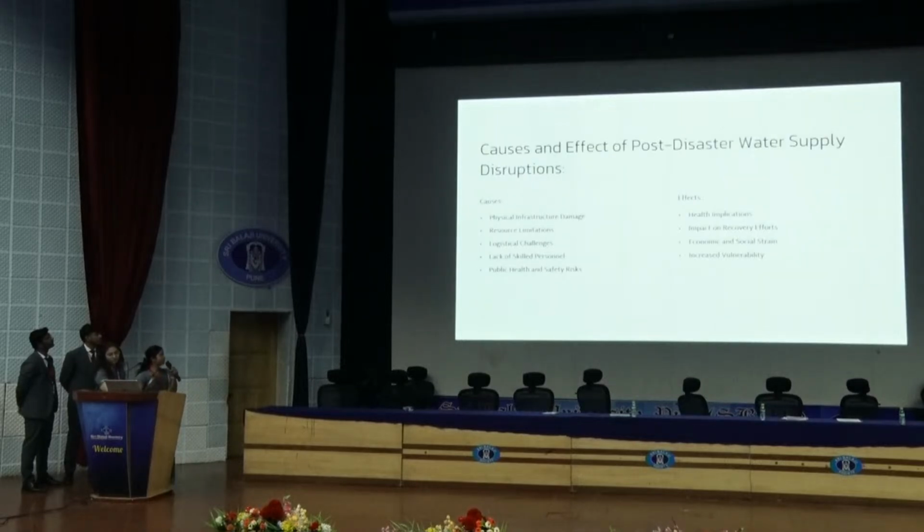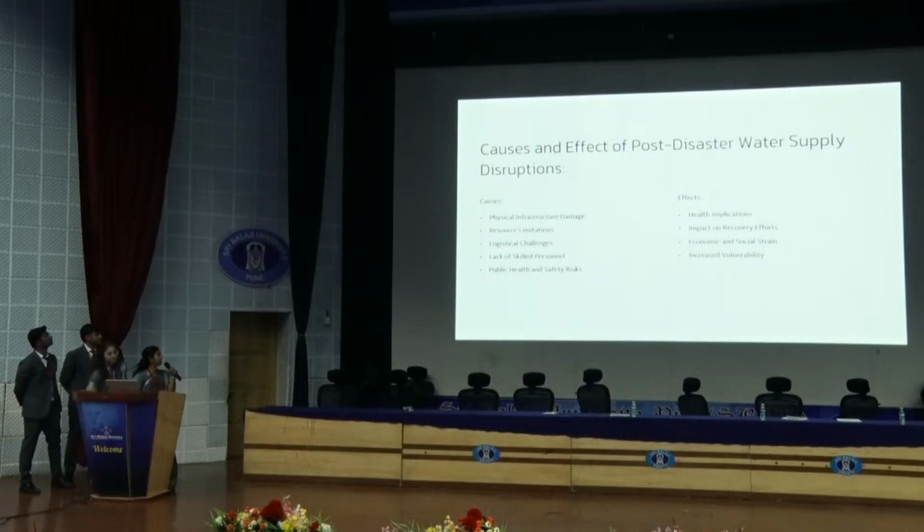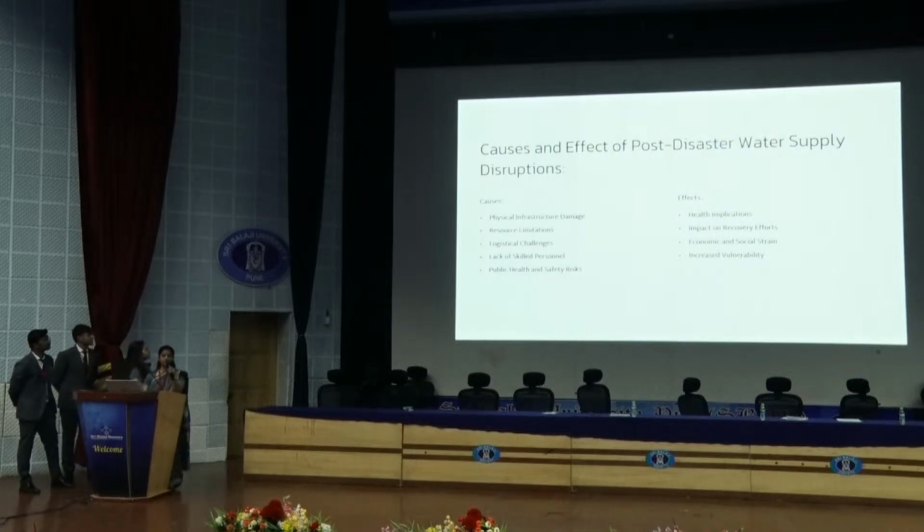Causes and effects. Physical infrastructure damage. What happens if a natural calamity destroys all your homes and the infrastructure that delivers the water? Resource limitations. There is a scarcity of resources. And logistic challenges in transportation.